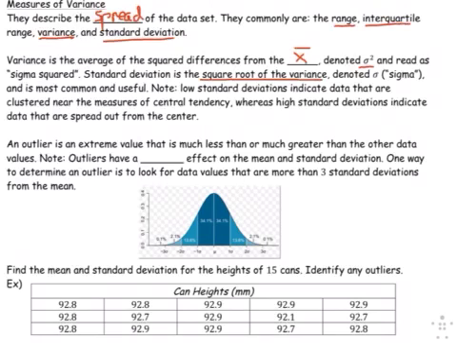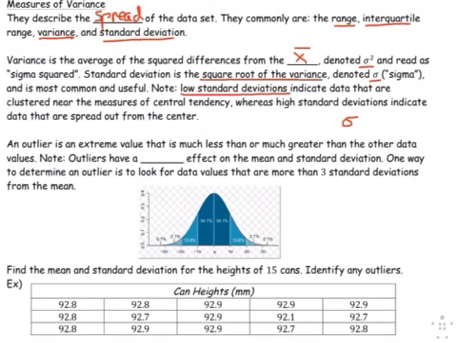It is denoted as sigma. So you could write it like this. It's most common and useful. Now, low standard deviations indicate that the data is clustered near the middle. High standard deviations, it's spread out. So if most students get between an 80 and 100 on the test, that standard deviation is going to be low because the data is clustered closely together. But if you have scores ranging from 30 to 100, then you're looking at a higher standard deviation.